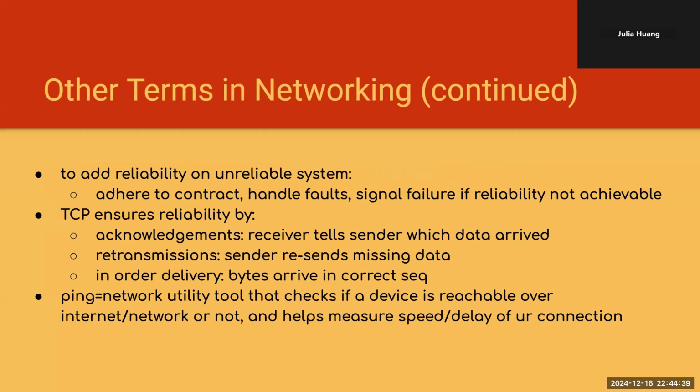So to add reliability on an unreliable system, we can adhere to the contracts, handle faults, and signal failure if reliability is not achievable. And TCP actually helps with this by having the receiver tell the sender which data has arrived. The sender can resend missing data. Bytes can also be ensured to arrive in the correct order. And then a ping is basically a network utility tool that checks if a device is reachable over the internet or a network and helps measure the speed and delay of your connection.